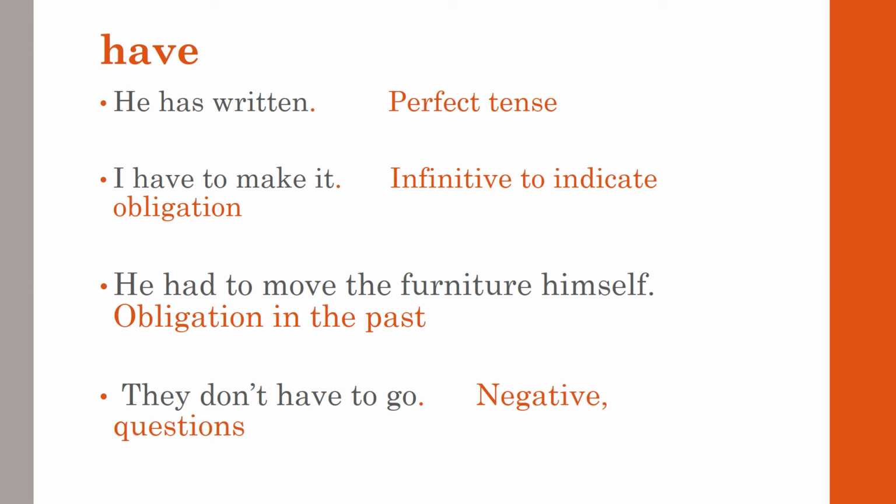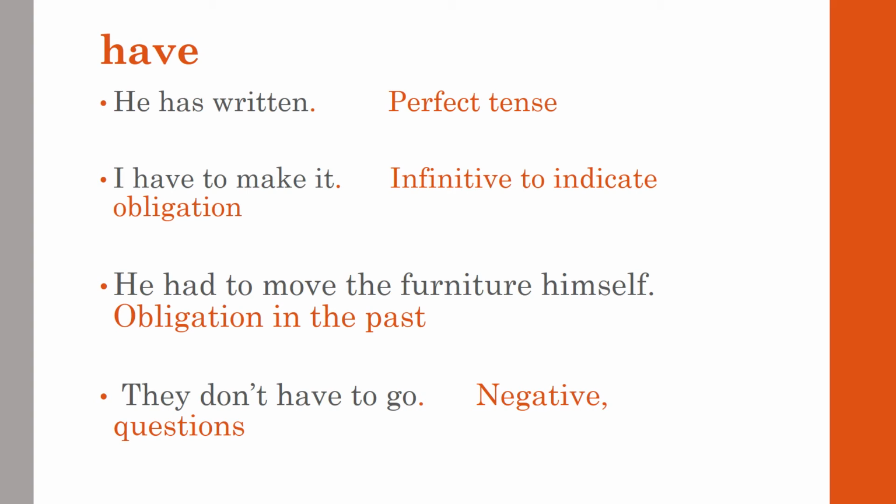Next is: he had to move the furniture himself. This sentence clearly shows obligation in the past. He had to do something in the past. He had to move the furniture himself. So this is obligation, but one which was done in the past.